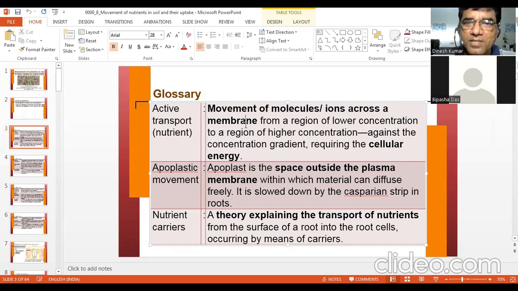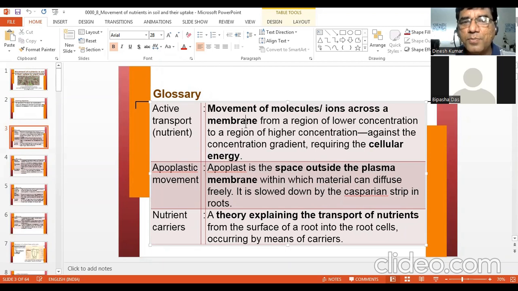If you know the plant cell structure, outside you have the cell wall, then you have the cell membrane. That is also called plasmalemma. Plasmalemma is another name for cell membrane. So it has to enter and pass through the cell membrane. Cell membrane is selective. It selectively allows certain chemicals, certain molecules, certain ions to get in and certain ones to get out. So it controls the movement of ions and molecules.